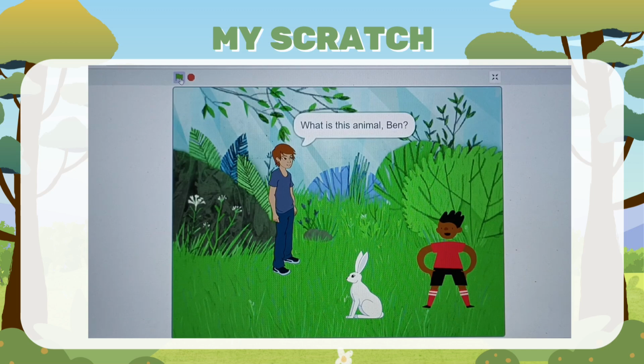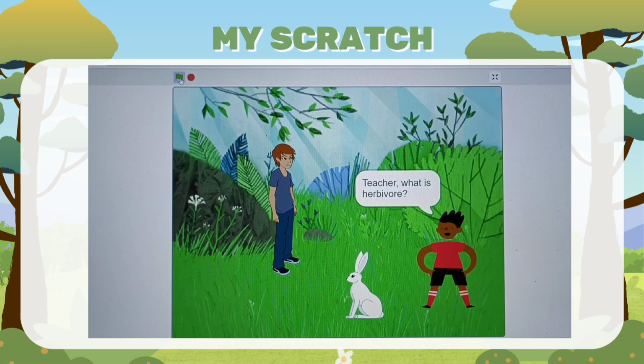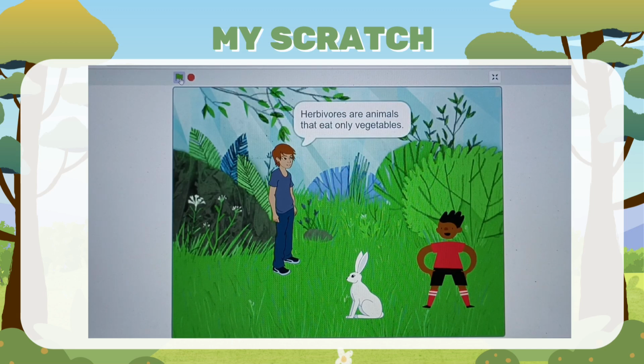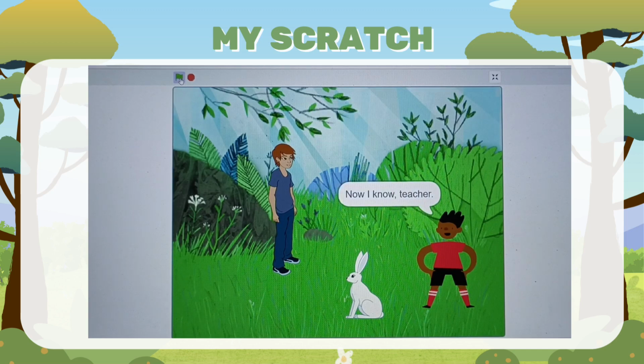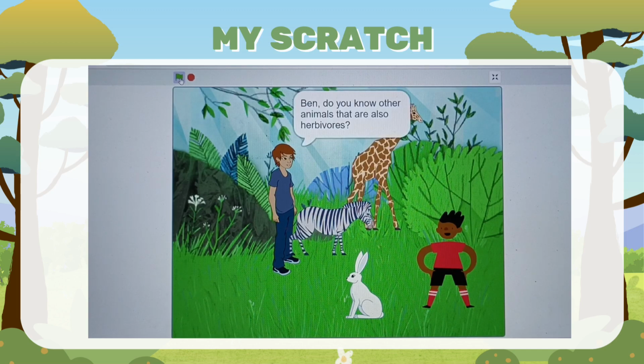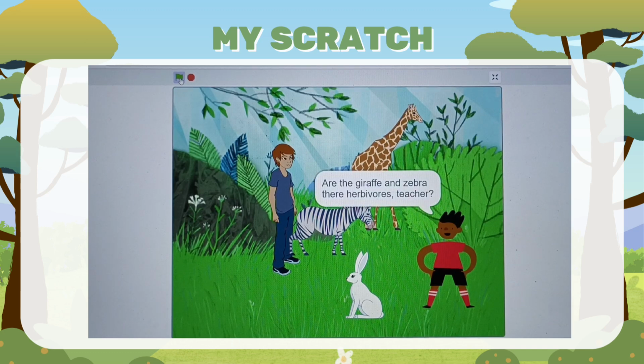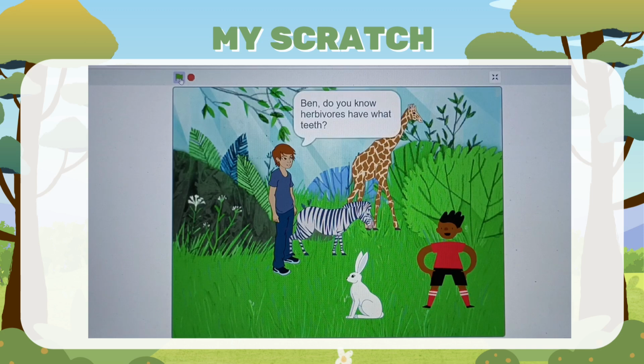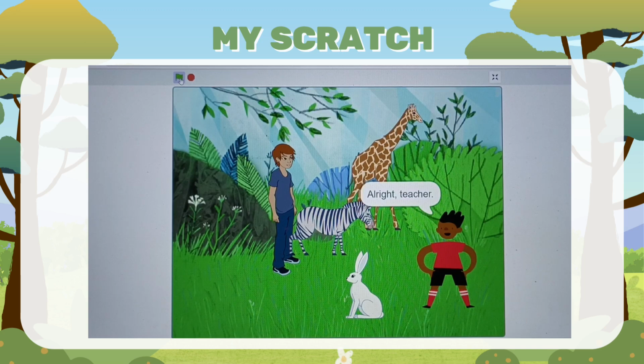What is the animal? It's a rabbit, teacher. Do you know what a rabbit eats? Carrot. Correct. A rabbit eats carrots, a rabbit is a herbivore. Teacher, what is a herbivore? Herbivores are animals that eat only vegetables. Oh, now I know, teacher. Ben, do you know other animals that are also herbivores? Giraffe and chimpanzee. Yes, Ben. Your answer is correct. Ben, do you know what teeth herbivores have? Herbivores have incisors and molars. Alright, teacher.